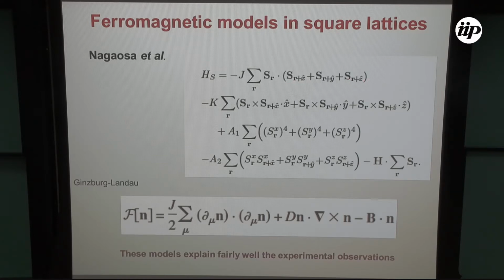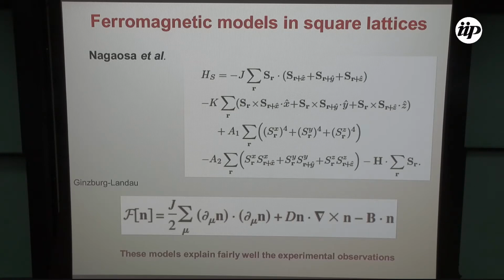Here you have Dzyaloshinskii-Moriya interaction, which in that case, let me just draw the square lattice case. So in this Hamiltonian here, the vectors D point in the directions of the bonds of the lattice. Okay, there could be an out-of-plane component, but in that case it was enough to reproduce the phenomenology. Then you have some extra terms that are needed to fit better the experimental results.